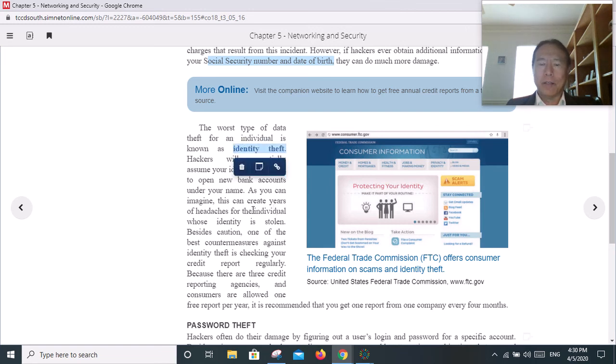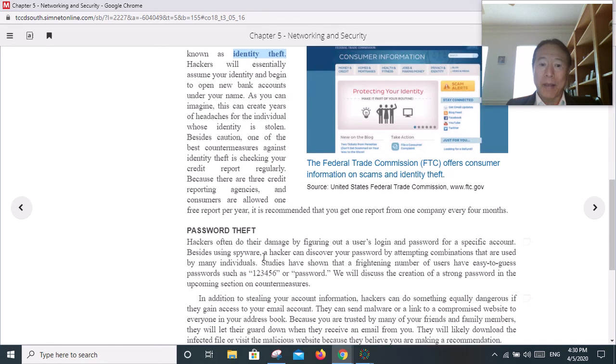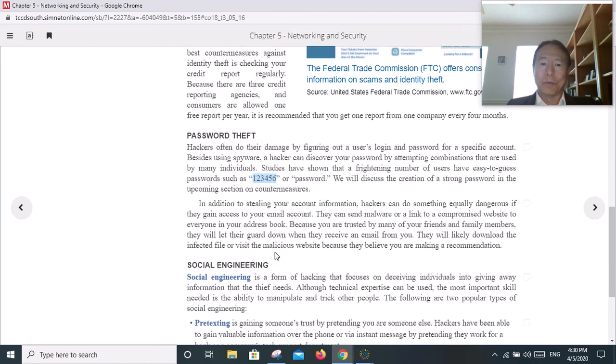How can you prevent a hacker from pretending to be you and doing some damage to you? It's pretty much like username and password. Make your password fancier so they cannot guess it. If you make it 1, 2, 3, 4, 5, 6, hackers are going to have software to guess your password.